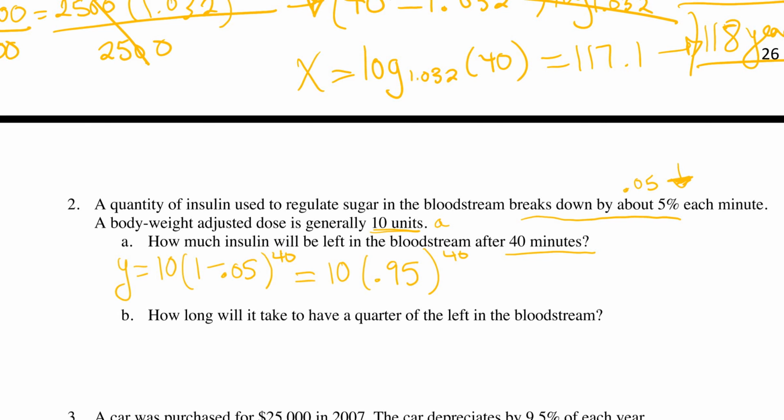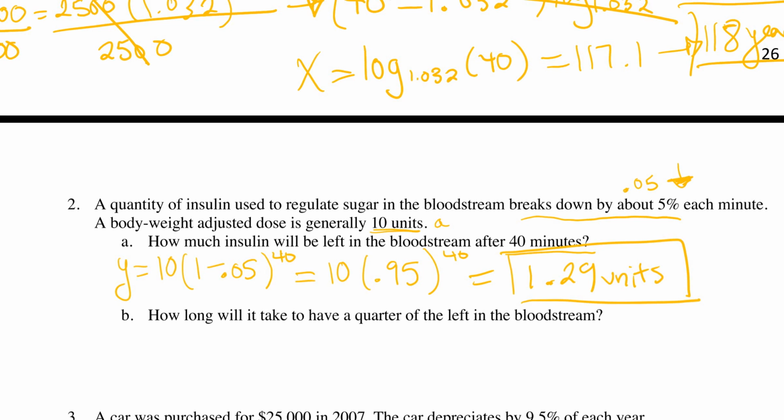By now you should be able to do this on your calculator on your own, so I'm not going to show you the work for that. But in your calculator, you should get 1.29. I got 1.285, so I'm going to round it to my hundredths place. If you're not given a specific thing to round to, round it to your hundredths, and you see that your unit is just units. So after 40 minutes, this is how much insulin is left in your bloodstream.